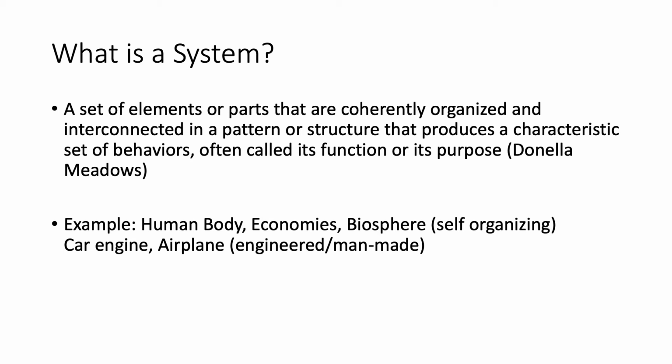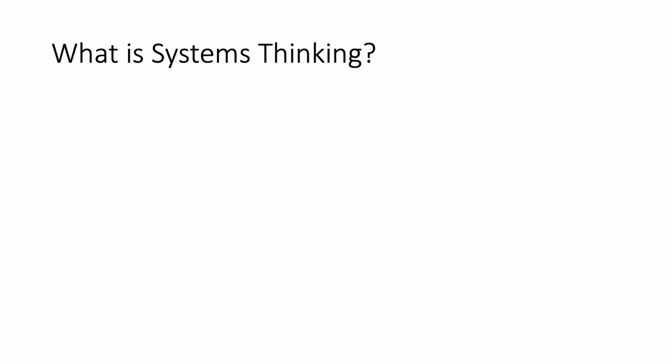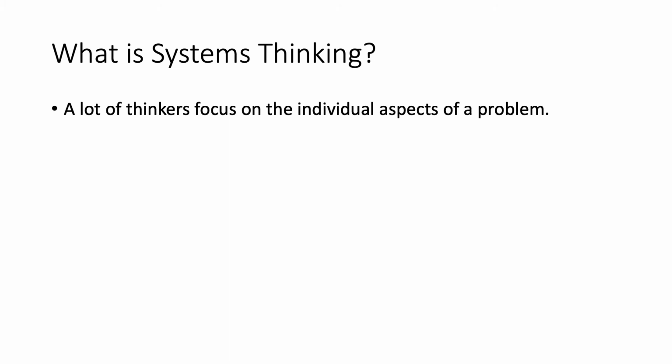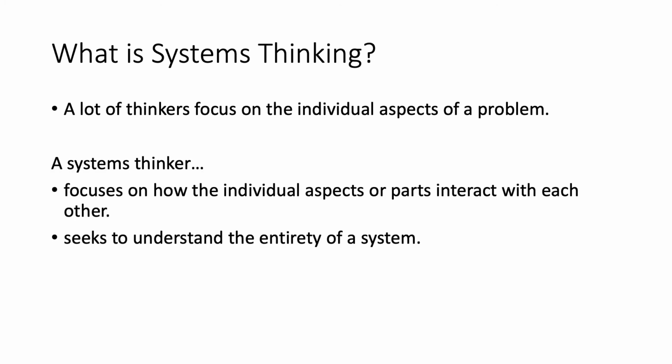These are different types of systems, but all of them have a set of elements or parts that are organized and interconnected that produce a characteristic set of behaviors. So then, what is systems thinking? Well, a lot of thinkers focus on the individual aspects of a problem, but a systems thinker focuses on how the individual aspects or parts interact with each other, and a systems thinker seeks to understand the entirety of a system.